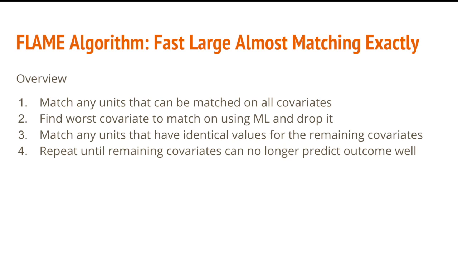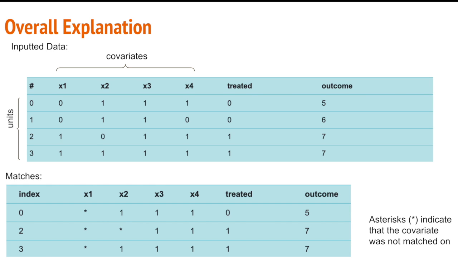The Flame algorithm that this group created takes in a data set and then creates matches on that data set using the covariates in it. Basically, how it does this is first it matches any units that can be matched on all covariates. Then it finds the worst covariate to match on using machine learning and drops that covariate. Then it matches any units that have identical values on the remaining covariates, and it repeats until the remaining covariates can no longer predict the outcome well. First let me show you what an input and an output would look like.